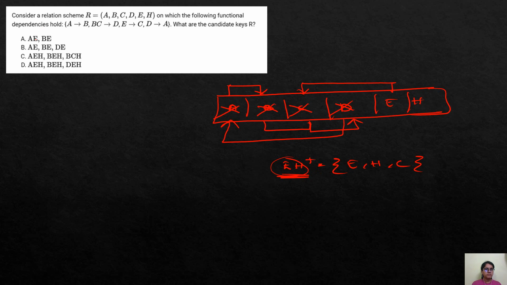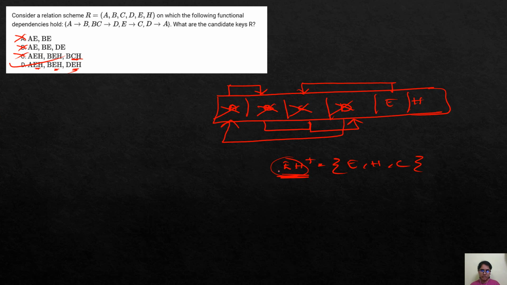In option A, E is present but H is not present, so option A is wrong. In option B, E and H should be present with the combination, so this is also not the correct option. In C, C and H are present, but we don't want that. What is mandatory? E and H should be present, so this is also not correct. But in option D, E and H are present, so D is correct. So that's how we can check quickly.